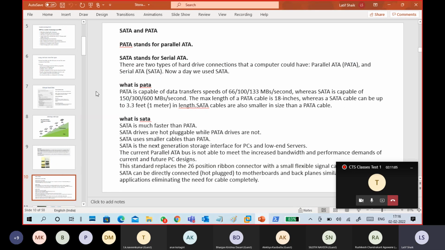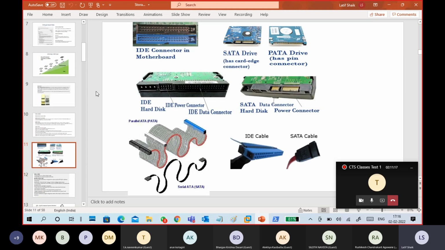Whatsoever it is, SATA is much faster than PATA. PATA we are not using; SATA we are still using. These are the types of connections and how they look. The cables look like an IDE cable or a SATA cable, PATA cables, connectors. You can look at the pictures.